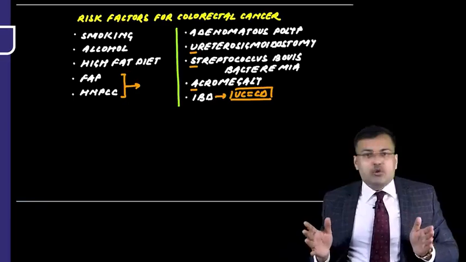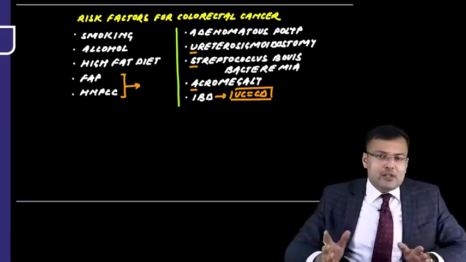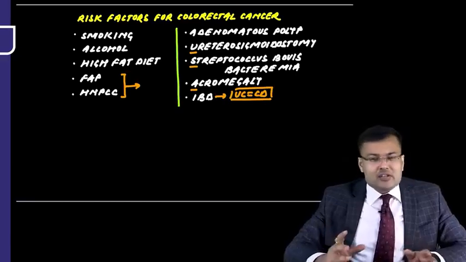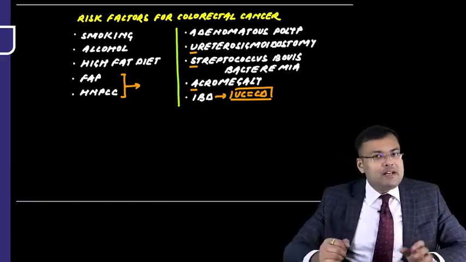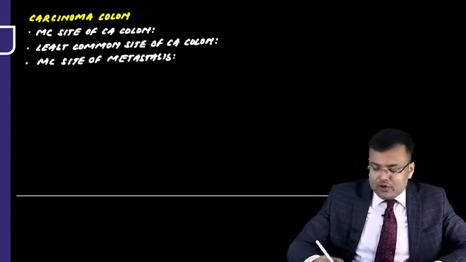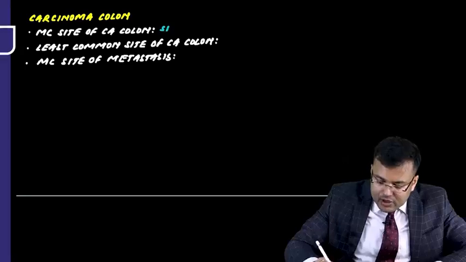Otherwise, carcinoma colon is a totally different malignancy. Carcinoma rectum is totally different malignancy. So we are going to discuss carcinoma colon first. Carcinoma rectum we will discuss in the chapter rectum and anal canal. What is the most common site of carcinoma colon? It is sigmoid. Most common site of carcinoma colon, sigmoid.